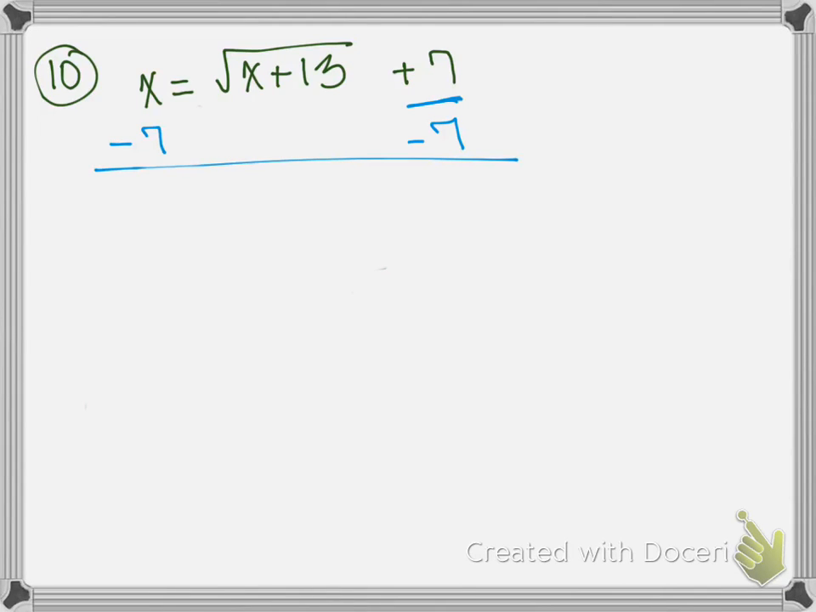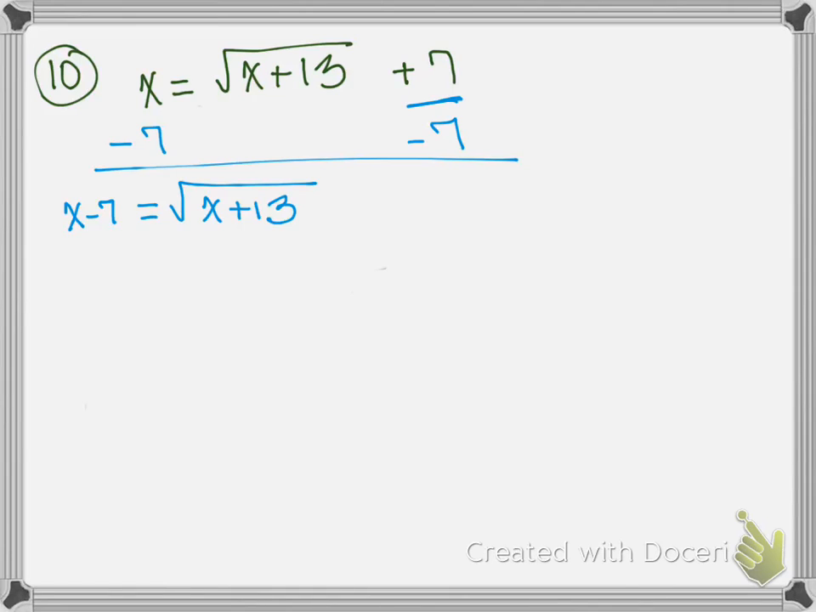So I end up with x minus 7 equals the square root of x plus 13. The students that missed this didn't move that 7 over first. They just started squaring things. They saw the radical and were like, oh, I'm supposed to square it. So they squared it, but didn't deal with that 7 before they squared it. So you've got to have your radical isolated first. You have to have that radical isolated.